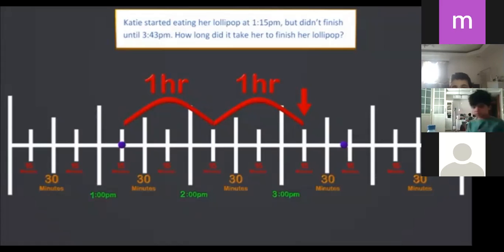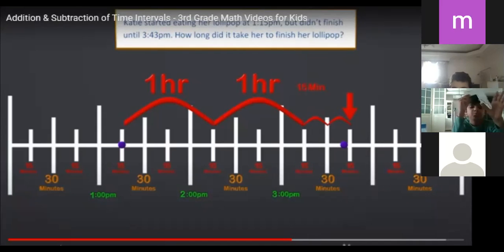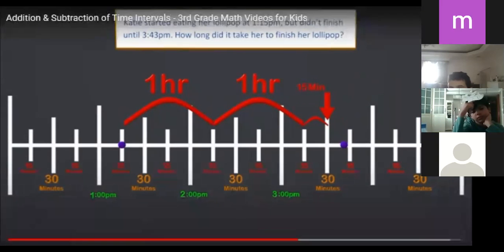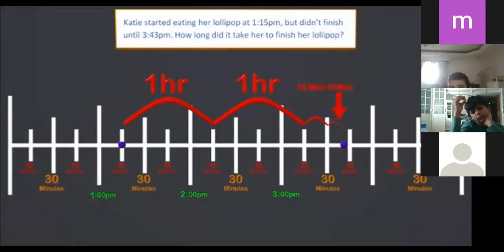We can go from the 15 here and jump 15 minutes. We are now at 3:30. If we jump another 15 minutes, where does that put us? We actually jumped past where we need to be. We are now at 3:45. Let's erase this jump so we can learn how to make smaller jumps. We are back to 3:30, and from here, let's jump 10 minutes. Now we are at 3:40. From 3:40, we only need to jump 3 more minutes.